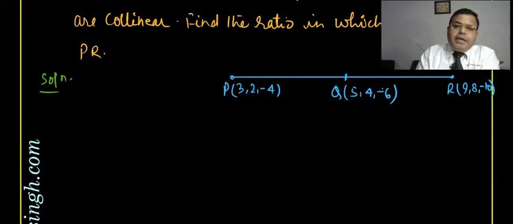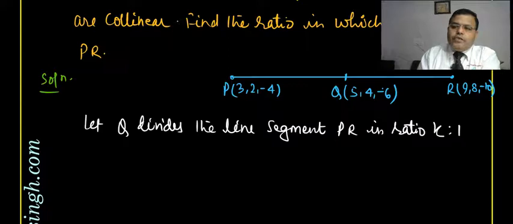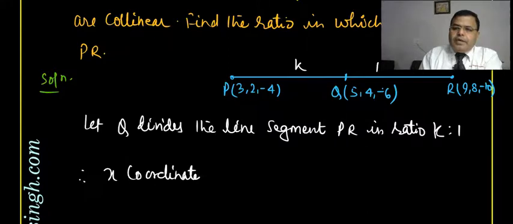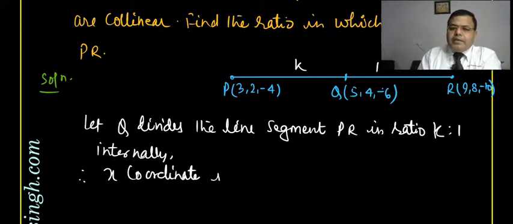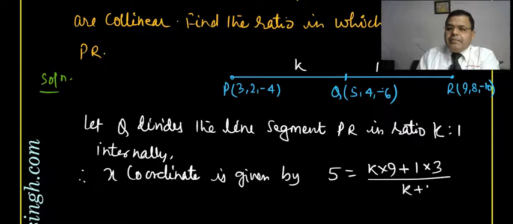You can write here, let Q divide the line segment PR in ratio K is to 1. This is K, this is 1. Right? So therefore, the X coordinate is given by, internally, okay? So the X coordinate 5 is equal to K into 9 plus 1 into 3 divided by K plus 1.